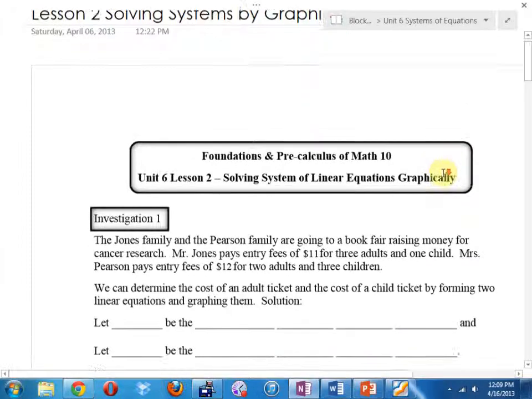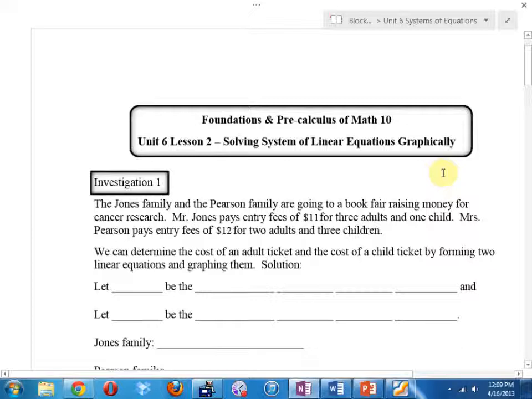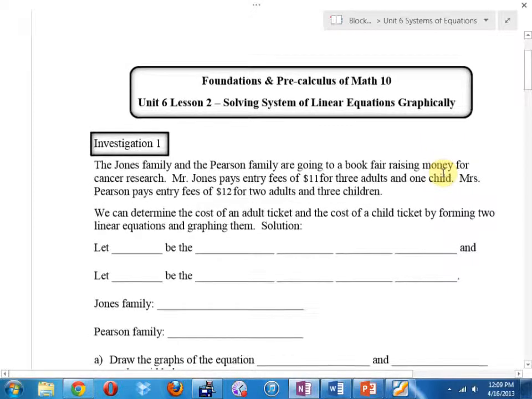So, Lesson 2, solving a system of linear equations graphically. By the end of this lesson, you'll know what that phrase means. We are going to start out with a word problem, but then we're going to move into generic stuff. It says this: the Jones family and the Pearson family are going to a book fair raising money for cancer research. Mr. Jones pays entry fees of $11 for 3 adults and 1 child. Mrs. Pearson pays entry fees of $12 for 2 adults and 3 children. And then it says, we can determine the cost of an adult ticket and a child ticket by forming 2 linear equations and graphing them.